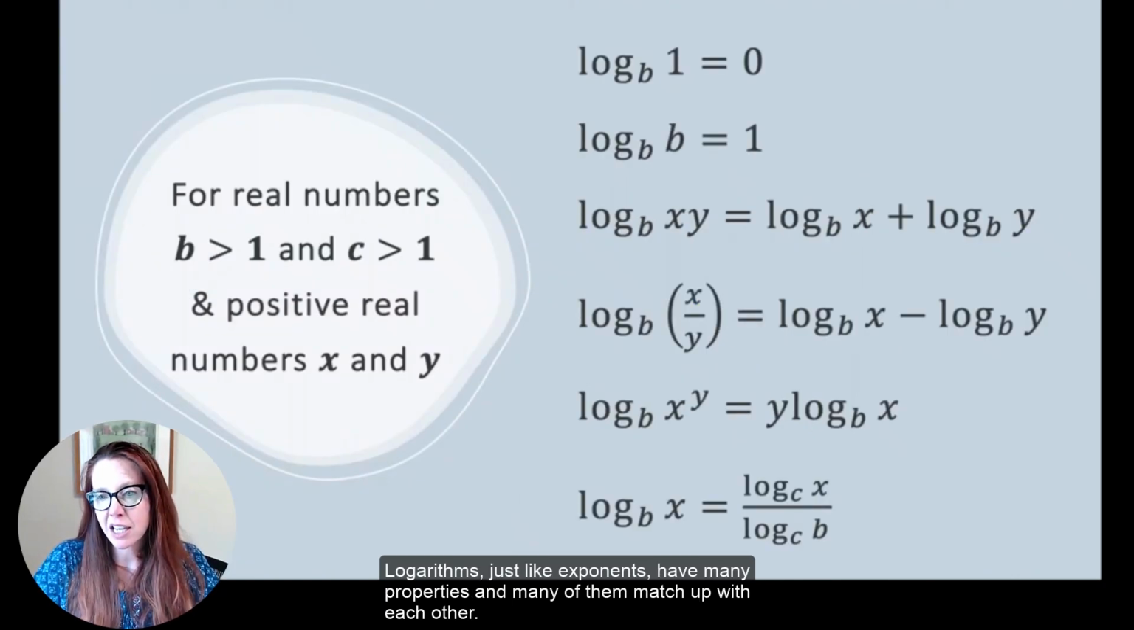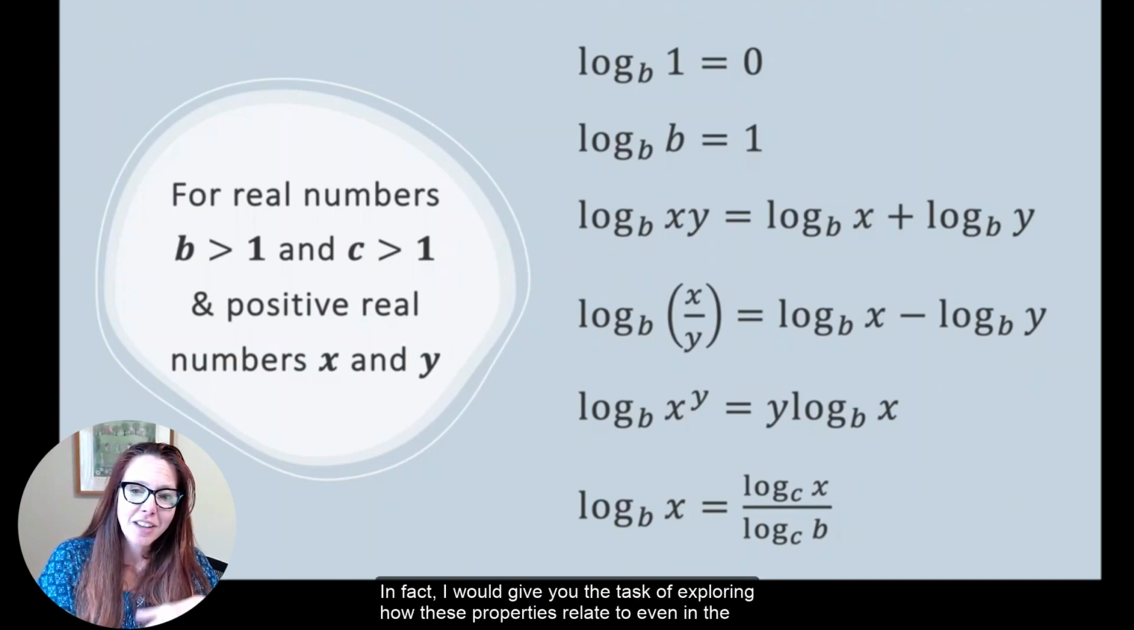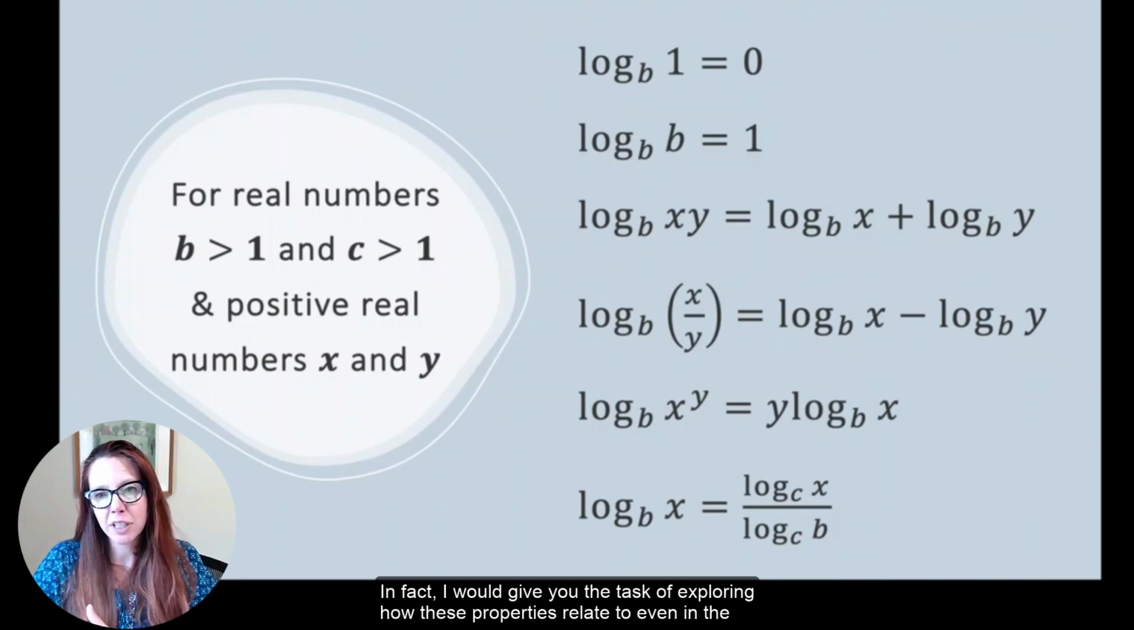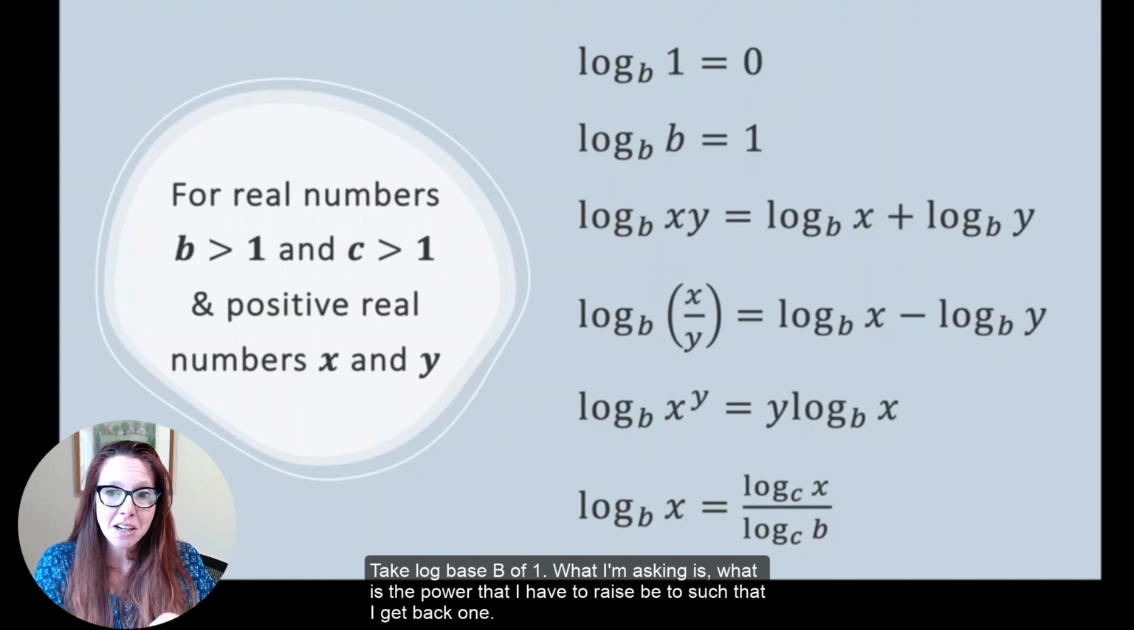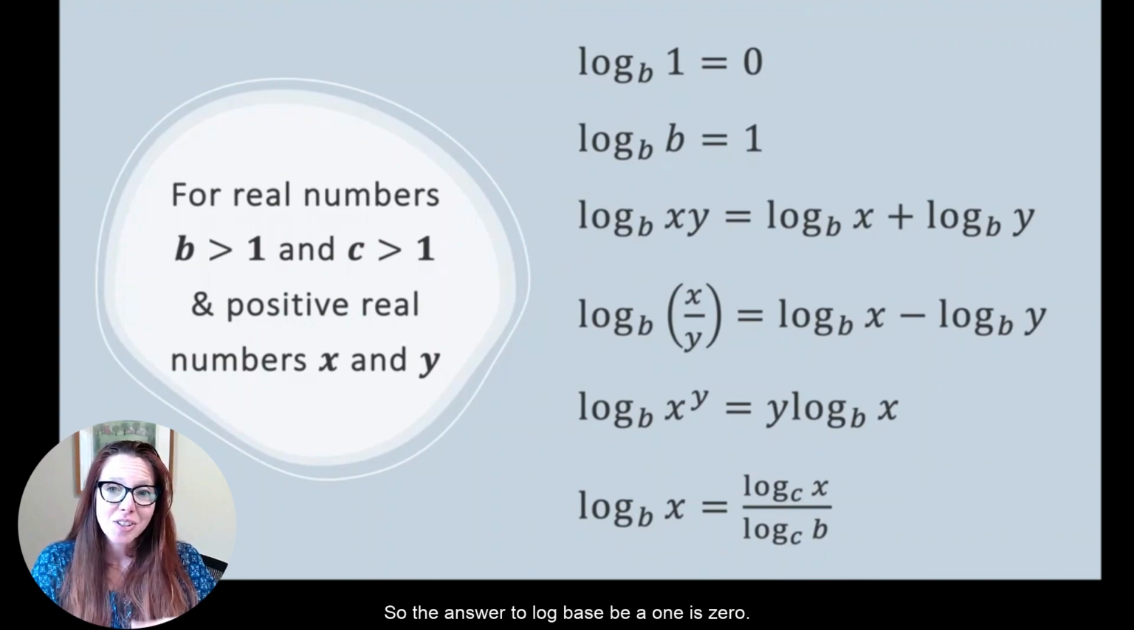So, logarithms, just like exponents, have many properties, and many of them match up with each other. In fact, I would give you the task of exploring how these properties relate, even in the order that I'm demonstrating them, to those that I gave you for the exponents. Take log base b of 1. What I'm asking is, what is the power that I have to raise b to such that I get back 1? So the answer to log base b of 1 is 0.